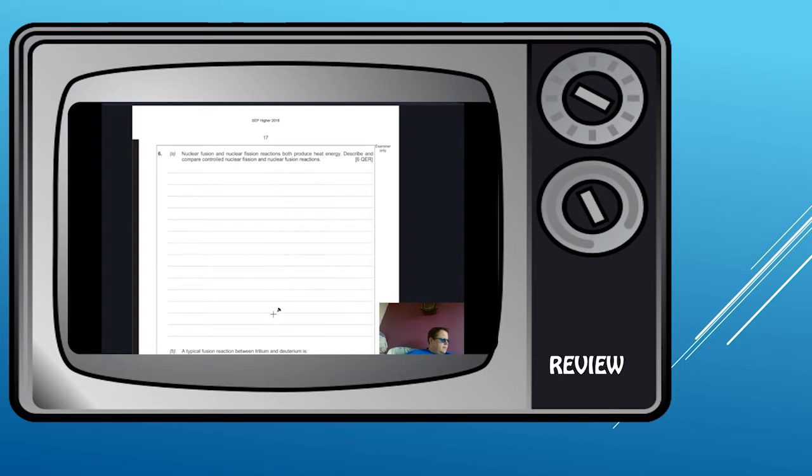Higher 2018, whoops. Fission and fusion are both used to produce heat energy, or both produce energy. Describe and compare controlled fission and fusion reactions.